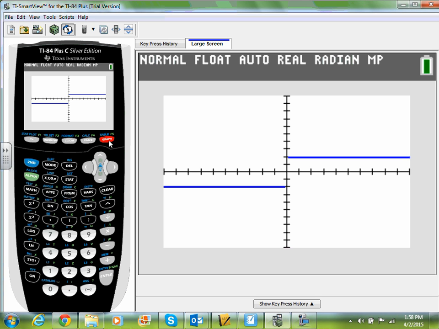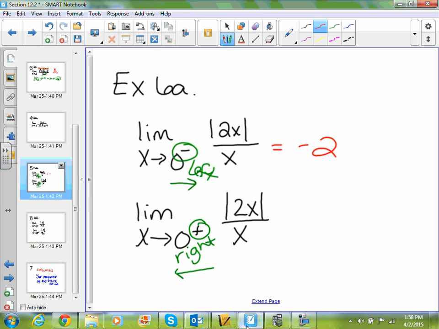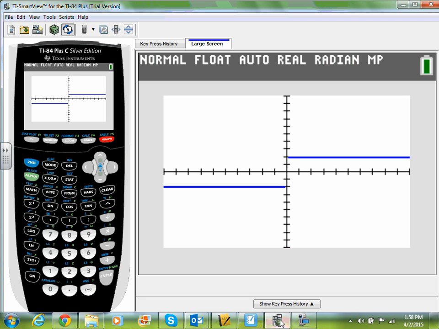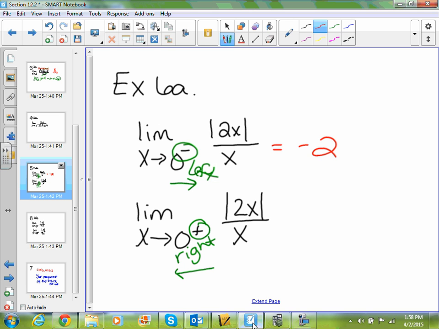And we get a graph that has 2 different pieces, which is why we have to look at the limit in 2 different ways. So if I look at my limit as I'm approaching from my negative side of 0, what y value am I at from the left? Negative 2. Okay, and then if I go back and look at my limit as I'm approaching from my positive side, from the right, then I get positive 2. So that's why you have to look at those limits in 2 different ways.